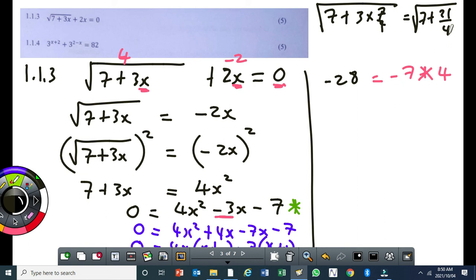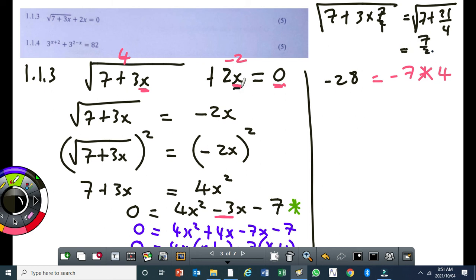You get an answer as a 7. No, that's all. The square root of 7 plus 21 over 4, that is the square root of 49 over 4, so you get 7 over 2. Right? So that's inside the square root.